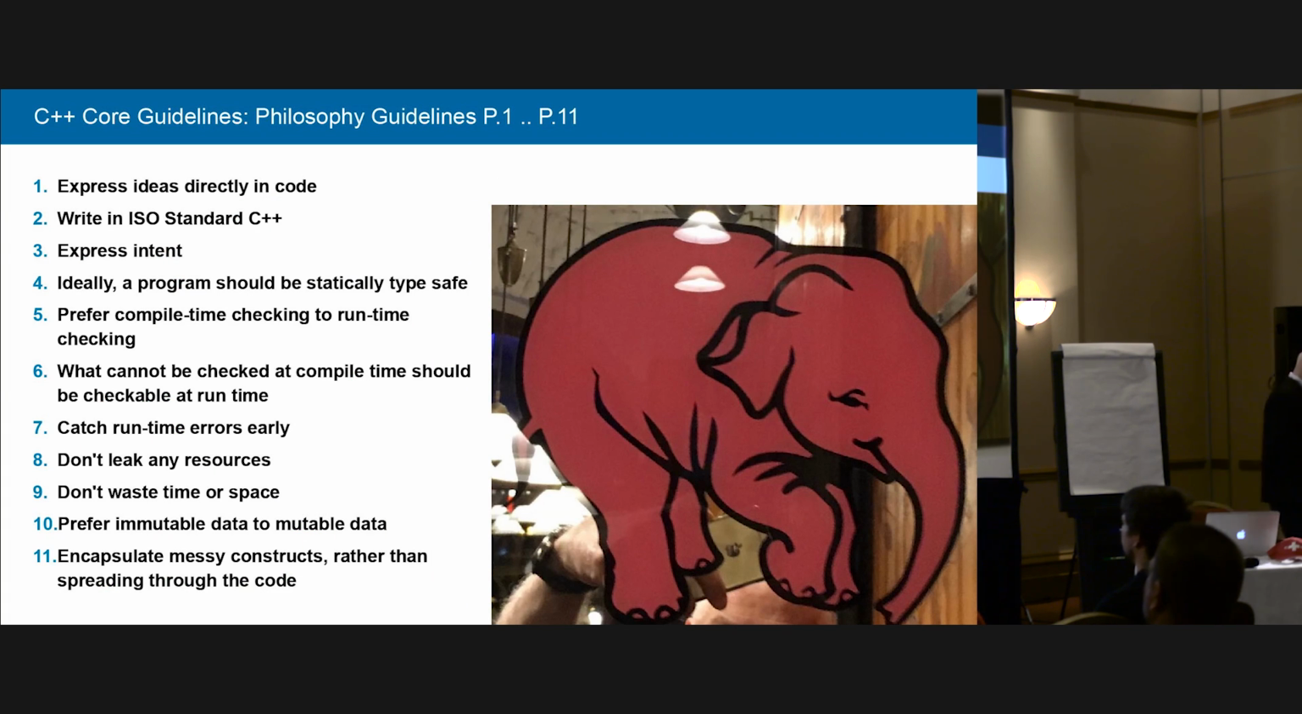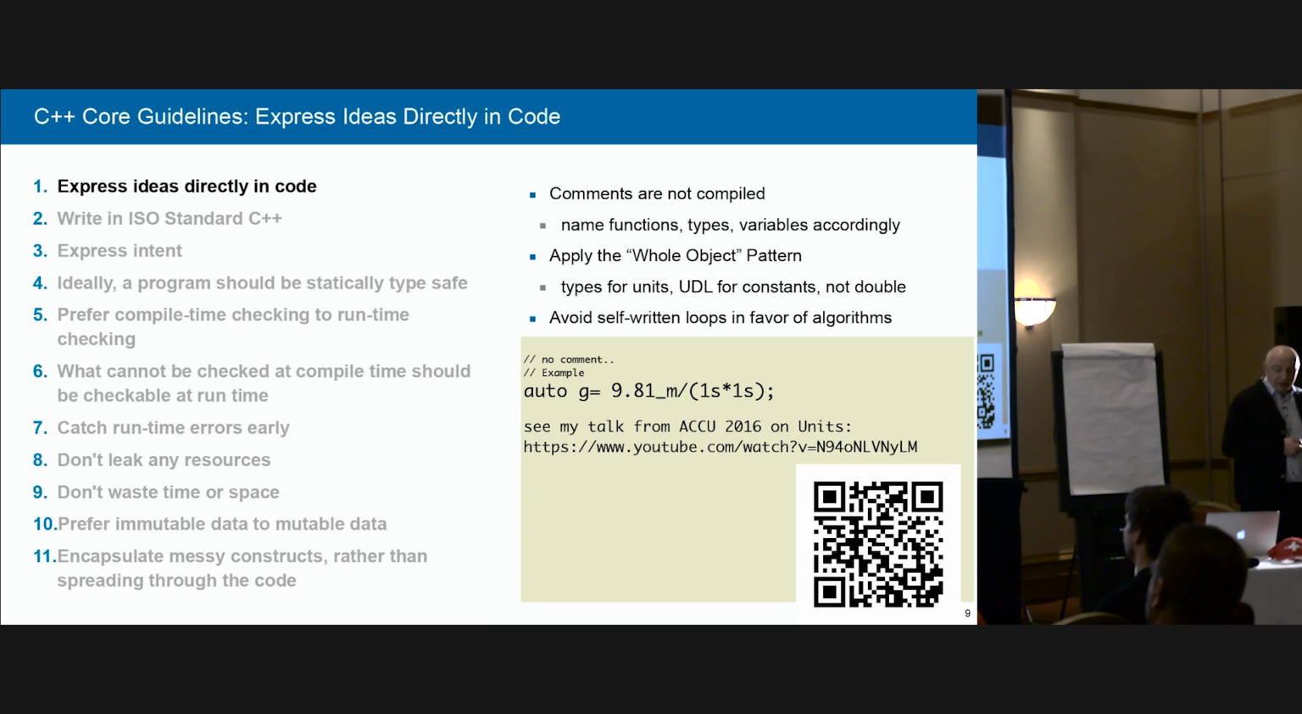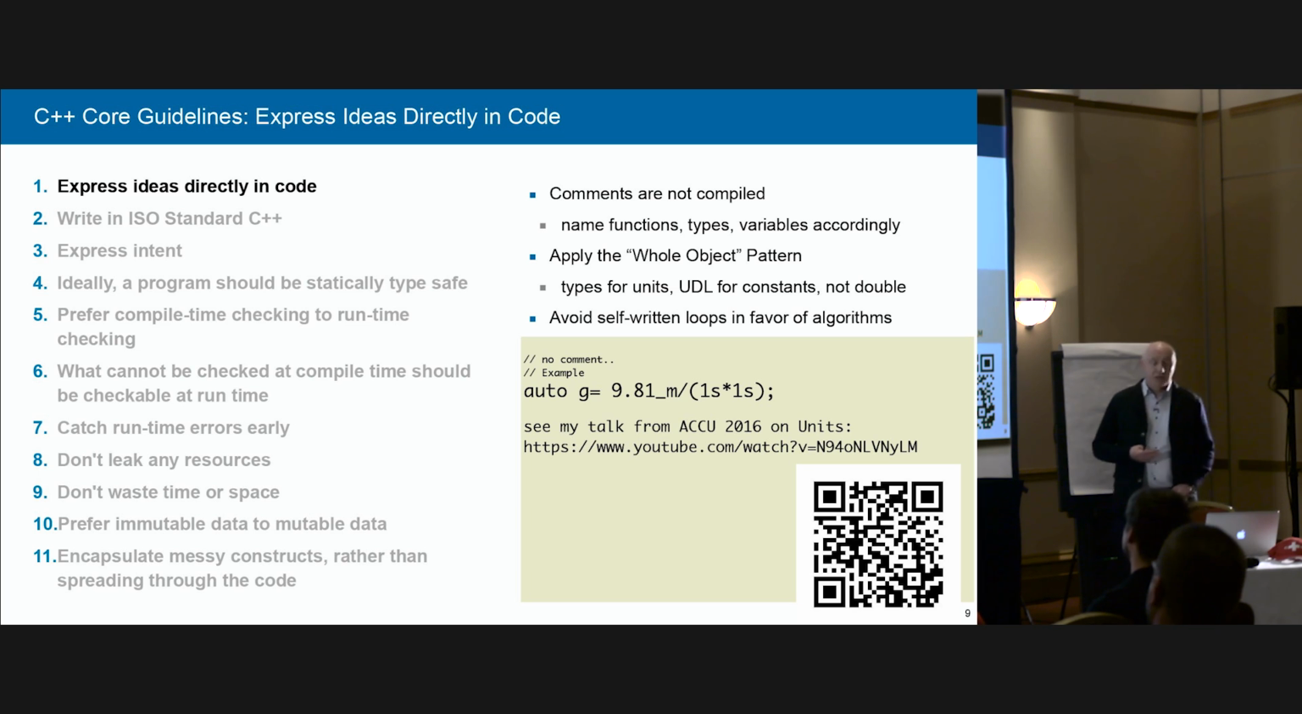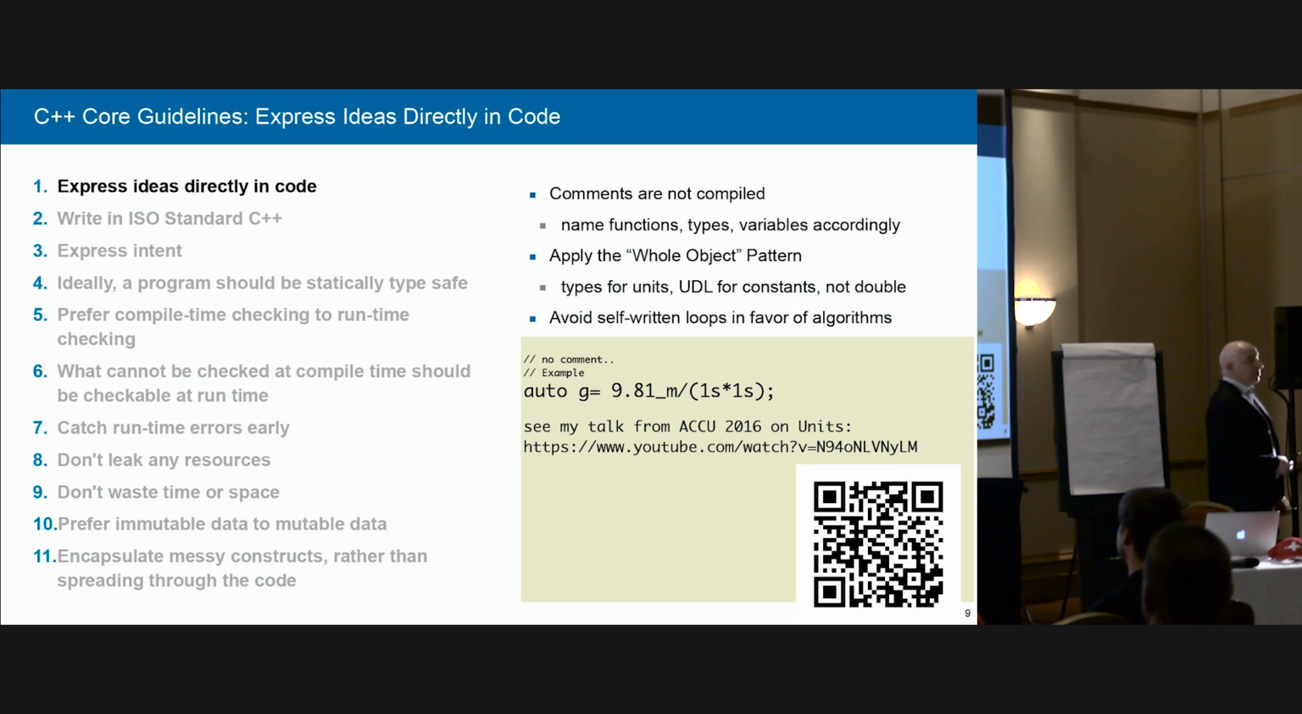Now, the philosophy of the guidelines is the important thing. Express ideas directly in code and so on. And the main thing, as I said, is get rid of undefined behavior. So how do we express ideas directly in code? There are many things in detail, but one thing: comments are not code. If your code requires comments to be understood, it's not the comments that have a problem, or the non-existing ones, it's the code. So name functions accordingly, or types or variables, so that you tell what they are for and what they are doing.